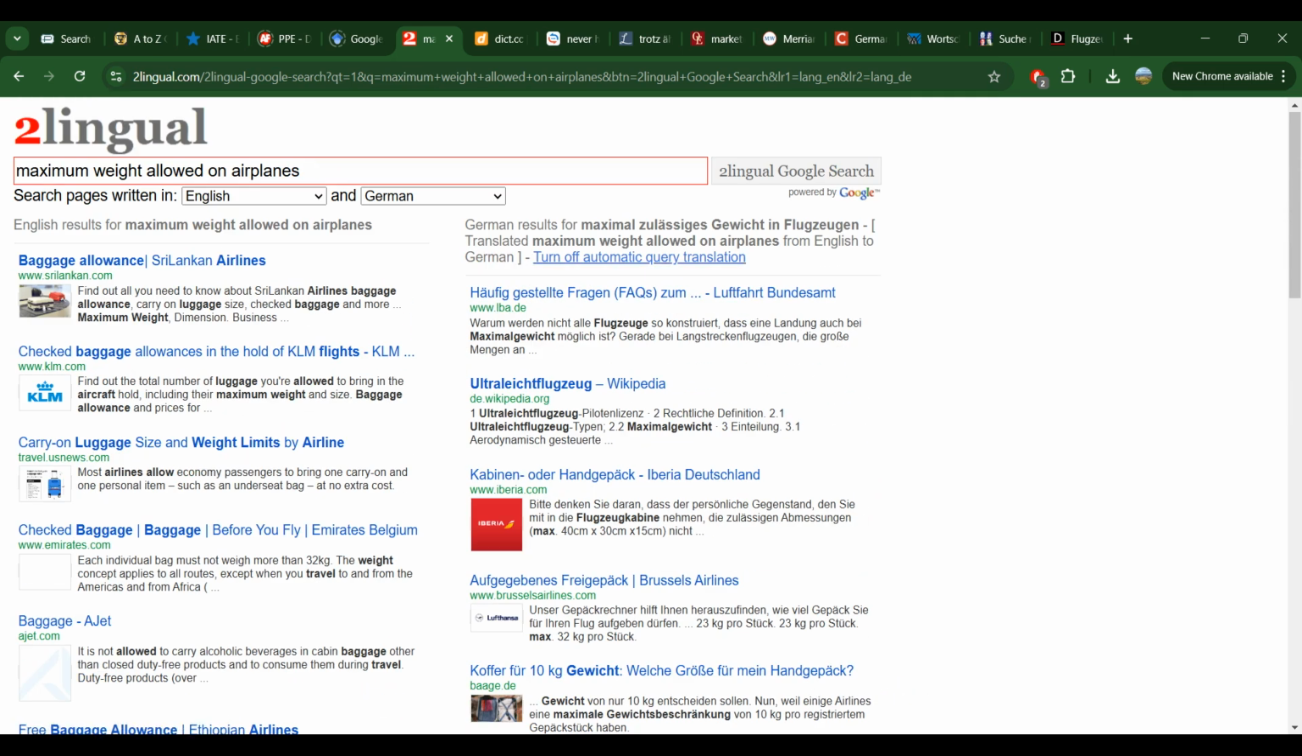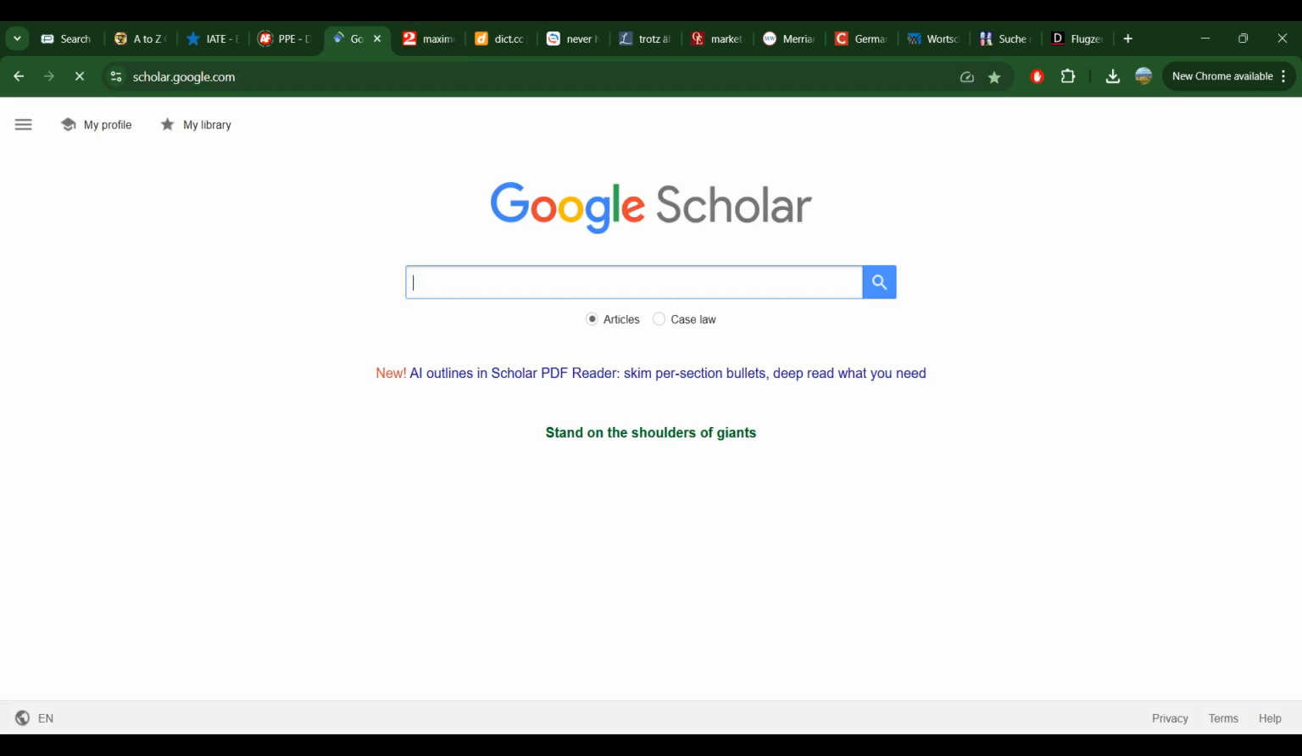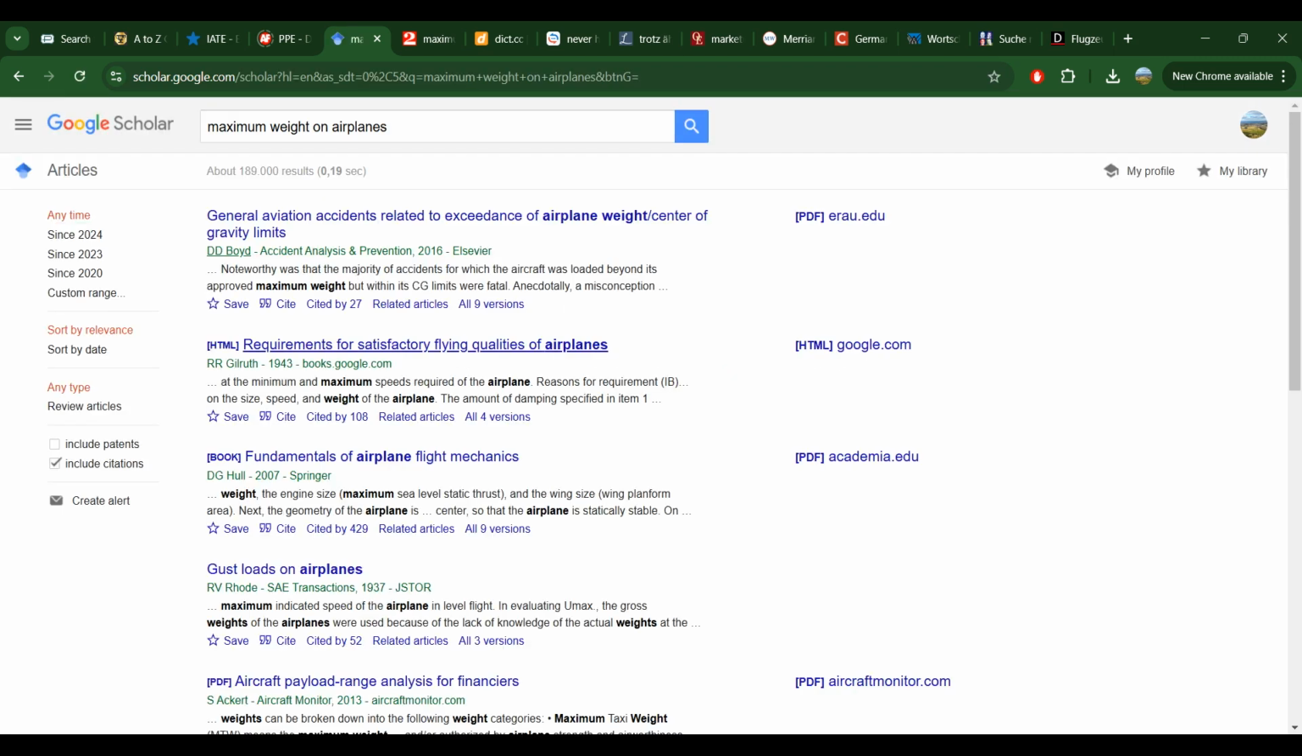I really like this. Another thing I often use is Google Scholar. It's a relatively slow website, as you can see, but that's because it probably has such a huge server behind it. This is when you want to Google peer-reviewed journal articles, so like academic papers. Let's see what comes up with maximum weight on airplanes. Of course, that will be very different results because these are all academic papers.